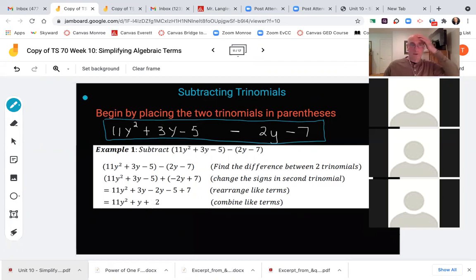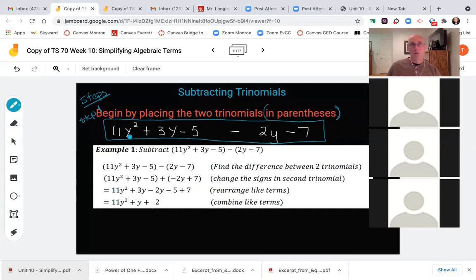And so we have some steps, if they just gave you two polynomials that look like this. Step one is this red here. Begin by placing the two trinomials in parentheses. In English, these are called parentheses. I've graded a lot of research papers where they had to have parenthetical references throughout the paper. All right, so we've got this expression that I put in a box here, that I want you to copy down if you're listening to the recording.